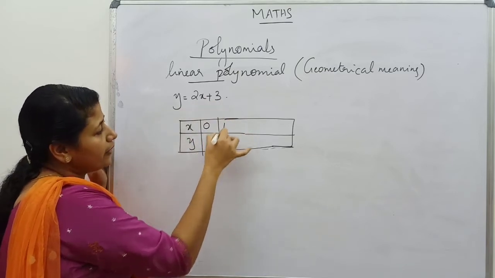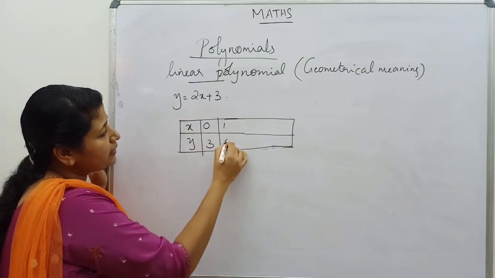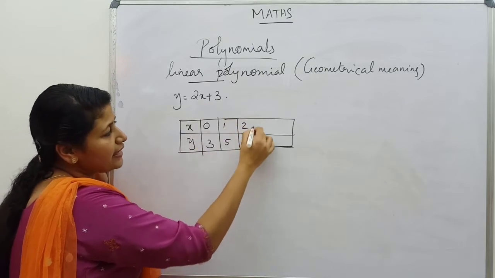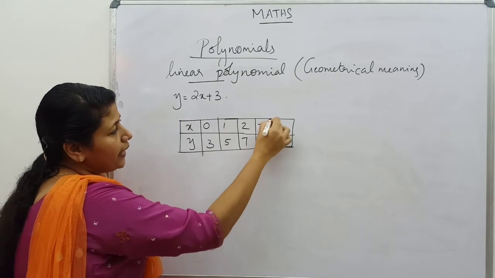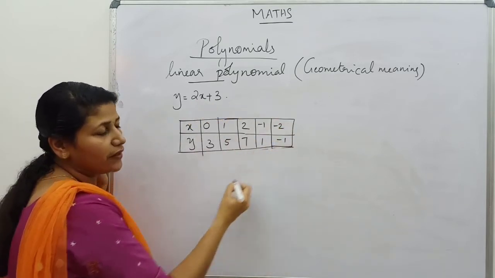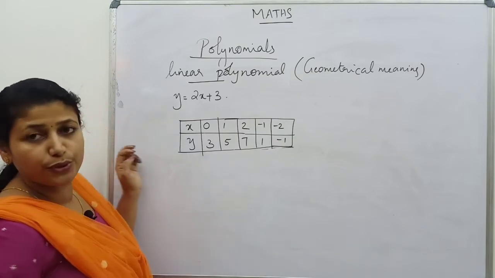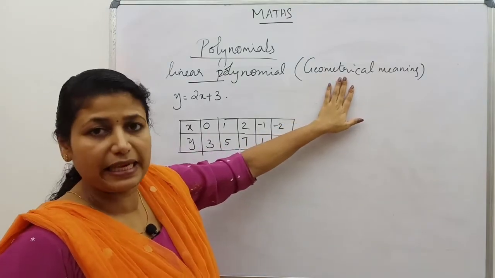If x equal to 1, you will get 2 into 1 plus 3, which is 5. Then 2 into 2, 4 plus 3, it is 7. What about negative 1? Negative 2 plus 3 is 1, and for negative 2, it will be negative 4 plus 3, which is negative 1. So these are the values. According to this, we are going to draw a graph. Only then can we find the geometrical meaning of this linear polynomial.